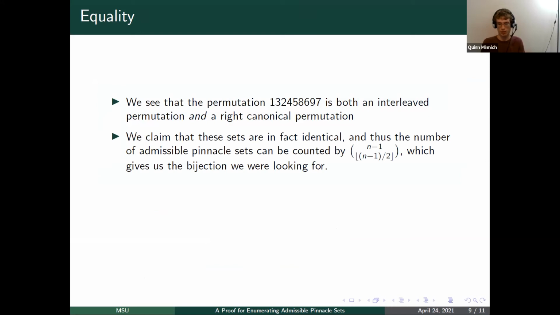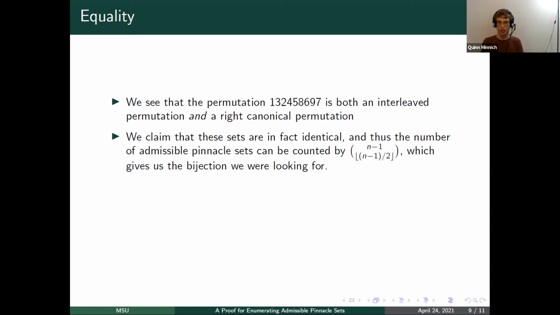And every right canonical permutation will turn out to be interleaved. The proof for this, I'm not going to show you guys because it's not very interesting. It's mostly just case checking where you take elements, compare them to the elements on either side or maybe 2 away. But the point is you can do it. It's not that hard and it's a relatively short proof.